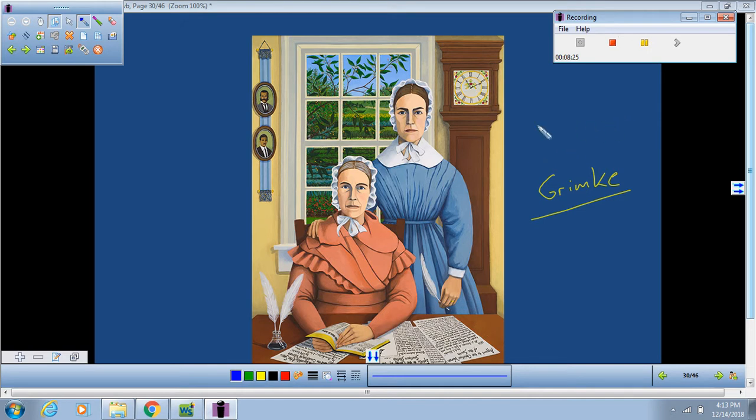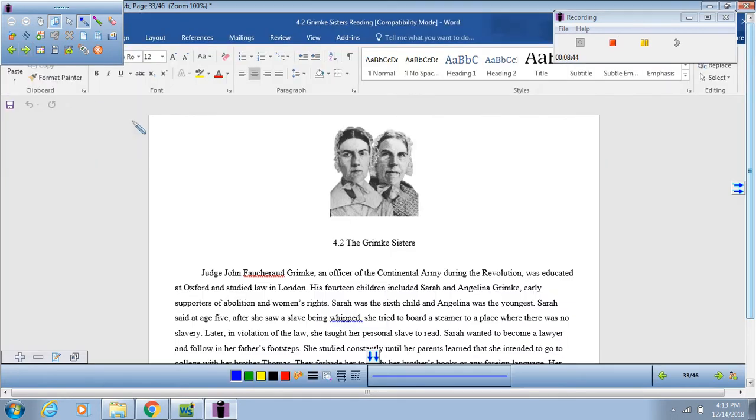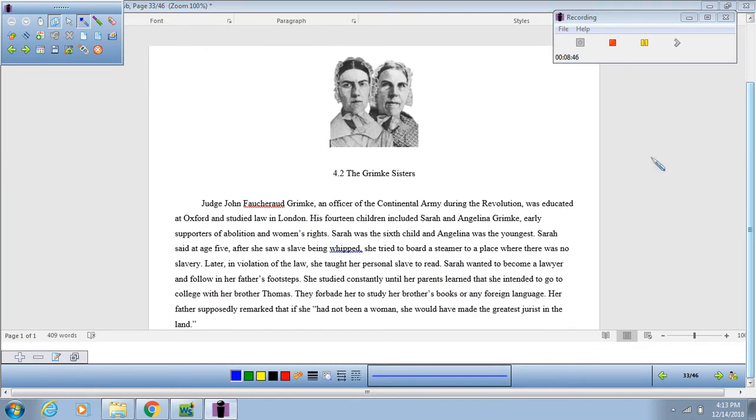Continuing the review, here are the Grimke sisters, and there's a paper I'm going to use to educate you about them a little bit more. The Abolitionist Sisters from South Carolina. The Grimke sisters were wealthy when they were born. As you can see, they were born to this gentleman, and he was an officer in the Continental Army. He had 14 children. Sarah and Angelina Grimke were among them.